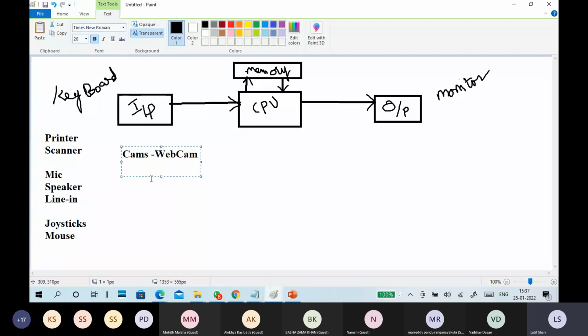Cams are webcams. Actually, a webcam is a video input kind of device. You can record your video. Okay, touch screen.